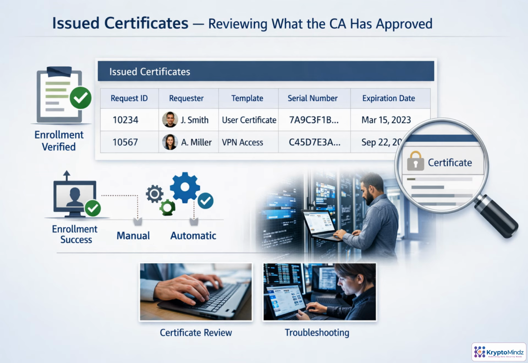The issued certificates view is your proof that enrollment actually worked. Every row represents a completed request: who requested it, which template they used, when it was issued, when it expires, and its unique serial number. When someone says, "I enrolled but nothing works," this is where you confirm what really happened. You can open any certificate, review its details, and quickly see whether manual or automatic enrollment actually succeeded.